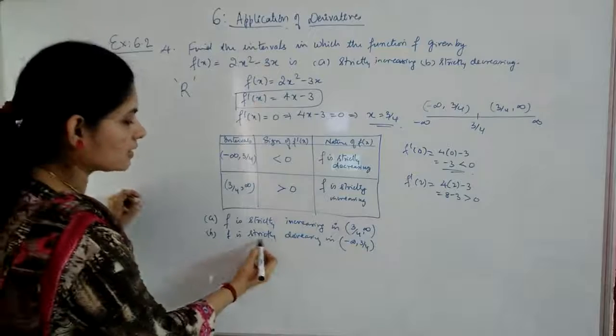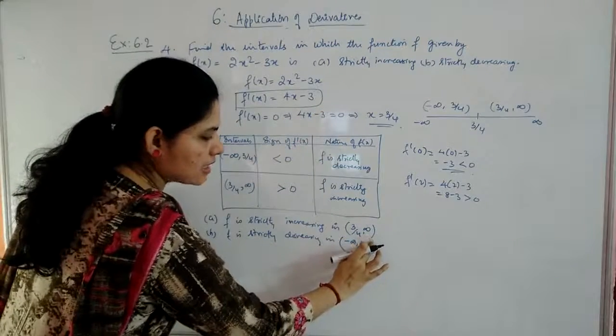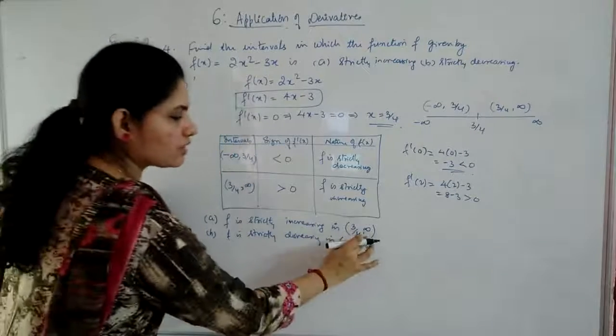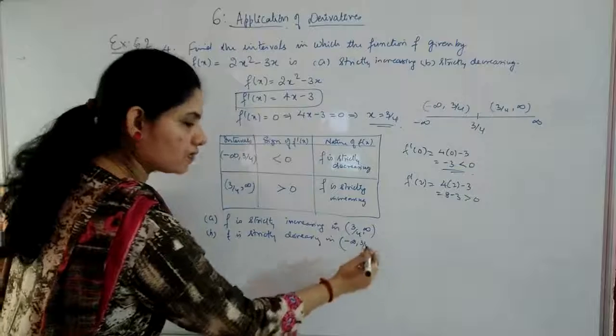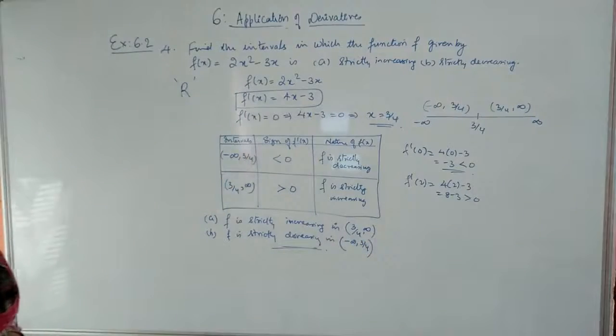Understood? When strictly is not mentioned in the question, and only increasing or decreasing is asked, you just put a closed bracket, because at that point the function is continuous and according to the theorem you get that. So this is your conclusion.